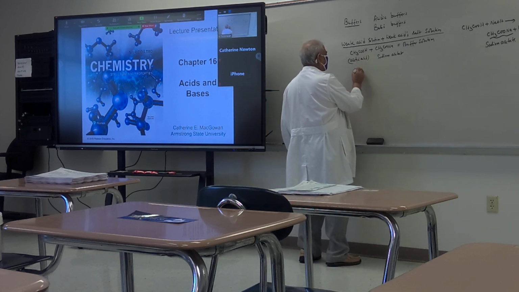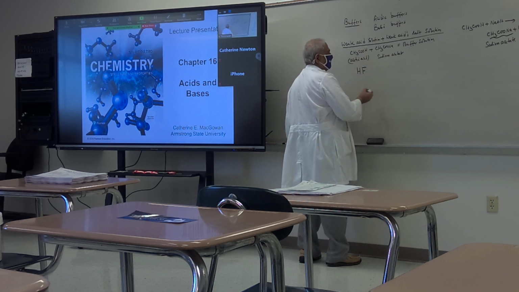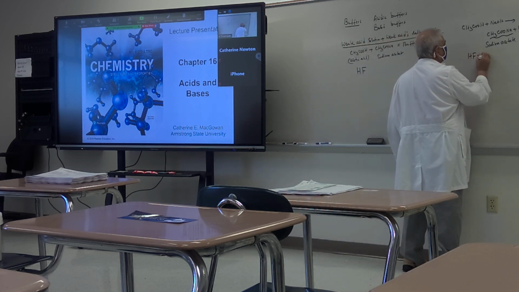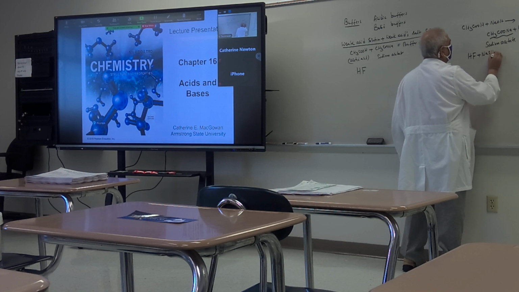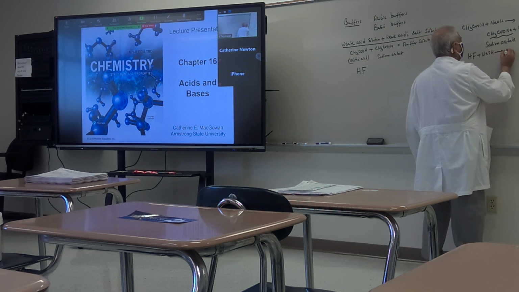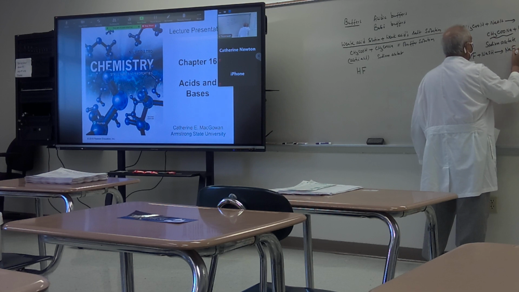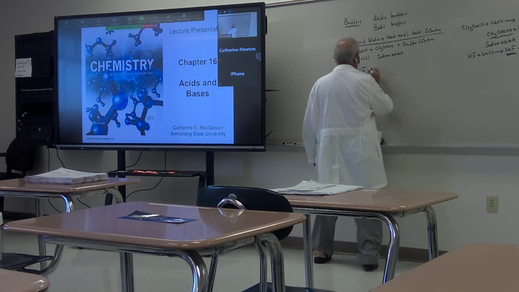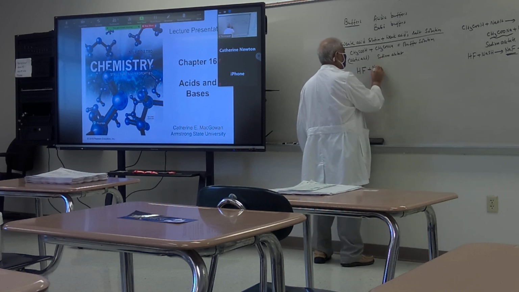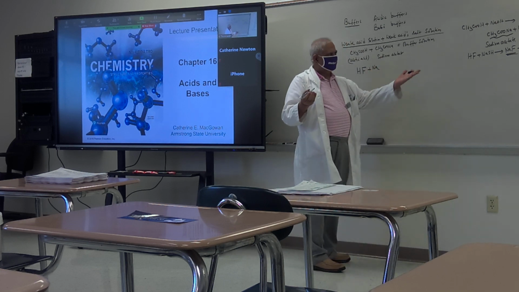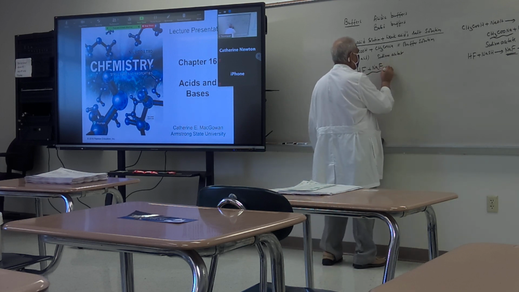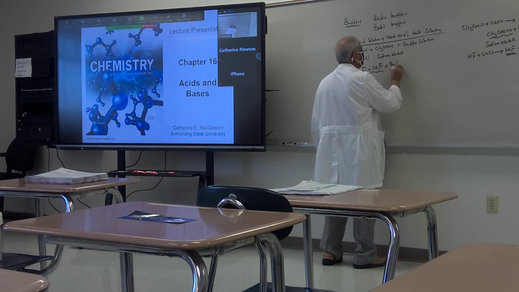For example, if you take another acid like hydrofluoric acid, which is also weak, how can you convert that into salt? HF plus sodium hydroxide. You are going to get what? Sodium fluoride plus water. Sodium fluoride is your salt. Sodium fluoride, potassium fluoride, any, I just put sodium. So if you mix these two solutions, you get a buffer solution.